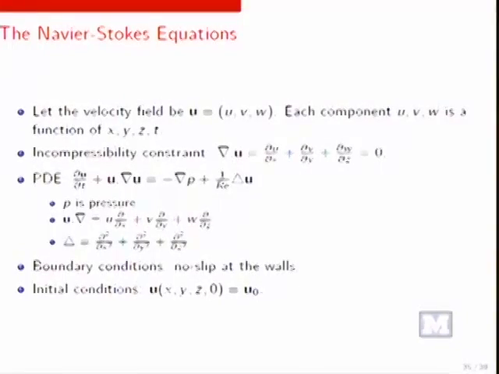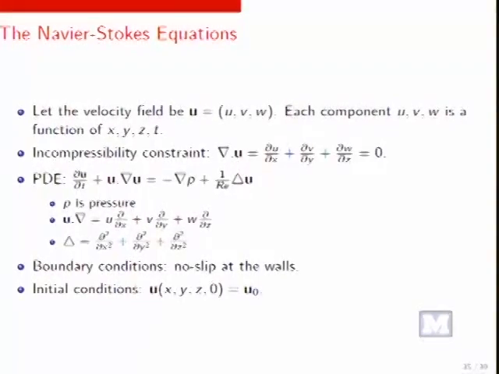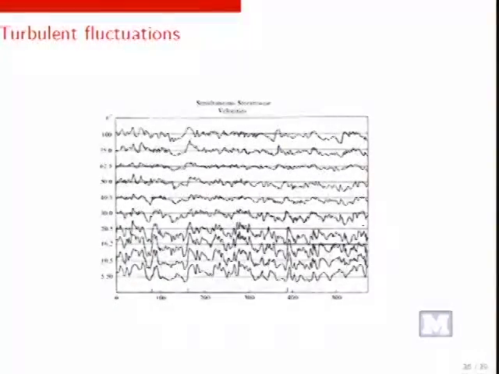What makes them so complicated to solve? The thing that makes them so complicated to solve is that even though the equations are really easy to write down, they have solutions which are really, really complicated when you look at them carefully. So here is data from an experiment.